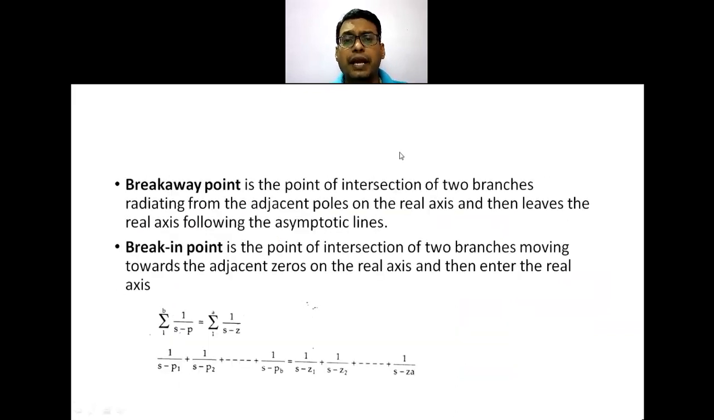Then the breakaway point and the break-in point. Either there will be a breakaway point or a break-in point. Breakaway point is the point of intersection of two branches. Now you have to consider the branches and not the asymptotes. It is the two branches radiating from the adjacent poles on the real axis, and then leaving the real axis following the asymptotic lines.